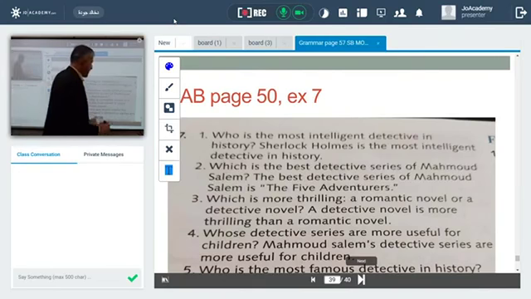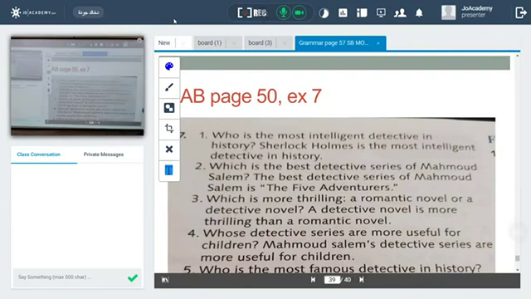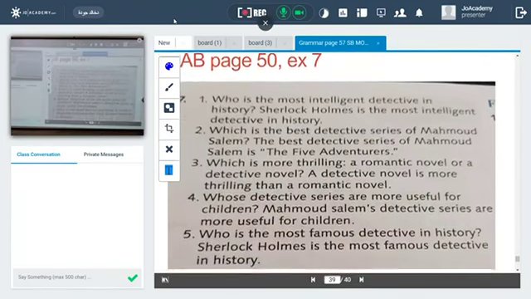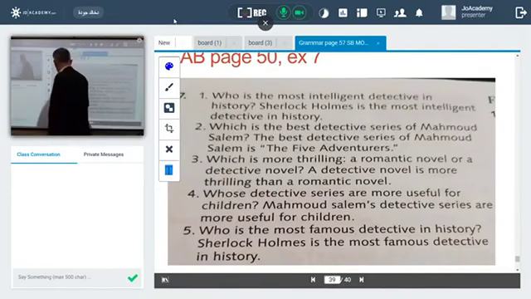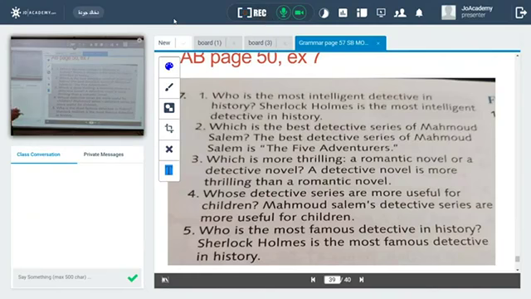And the final one is: who is the most famous detective in history? The answer is, Sherlock Holmes is the most famous detective in history. By this, we come to the end of section 2 of our activity book. Next time, we are going to do section 3 and section 4 of module 5.